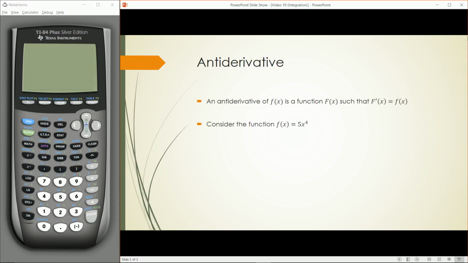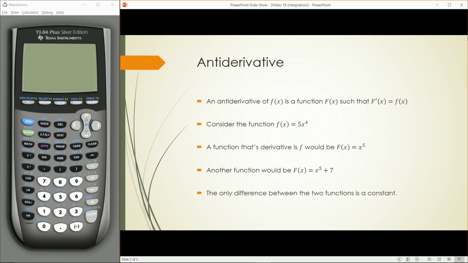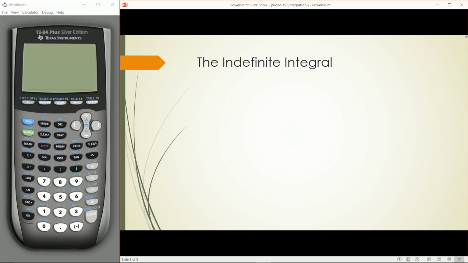So that's pretty straightforward. If you have the function f of x equals 5x to the fourth, well, knowing your basic power rules, you should be able to find an antiderivative of x to the fifth. But x to the fifth plus 7 would also be an antiderivative. The only difference between these is a constant, which will always be the case for your antiderivatives. Whatever you have, change it by a certain amount, and it'll still be an antiderivative, but it won't be the same function. So what we do to take care of this issue is deal with the indefinite integral.